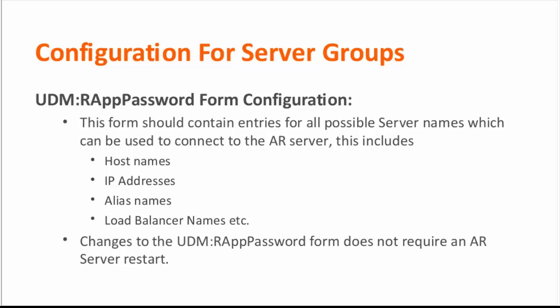And then it finds the correct server name from the UDM config form and runs the job on that server, right? So make sure that this form contains all possible server name value combinations that you use. Changes to this form do not require a restart, but make sure you have your IP addresses, alias names, load balancer name, everything in here for the Remedy application service password. Otherwise, in this scenario, you will see the load step getting stuck, and you'll get errors.